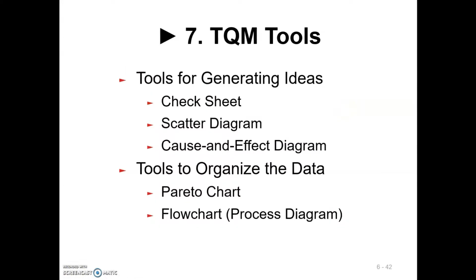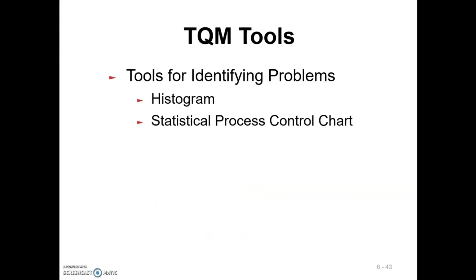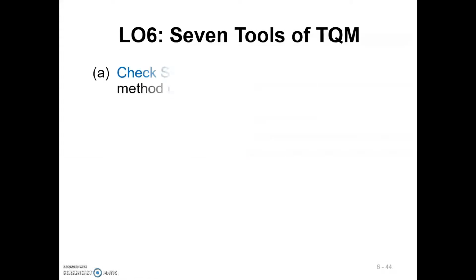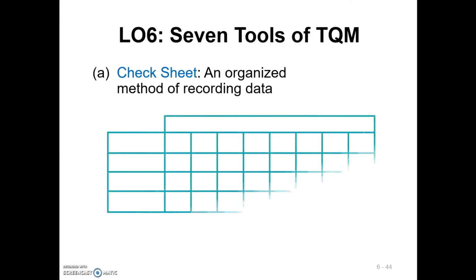There are 3 types of TQM tools. The first type is for generating ideas, where we have check sheet, scatter diagram, and cause and effect diagram. The second type of TQM tool is to organize data, where we can use Pareto chart or a flowchart. The third type is to identify problems, where we can use histogram or statistical process control chart. So let's look at each of the 7 tools of TQM.